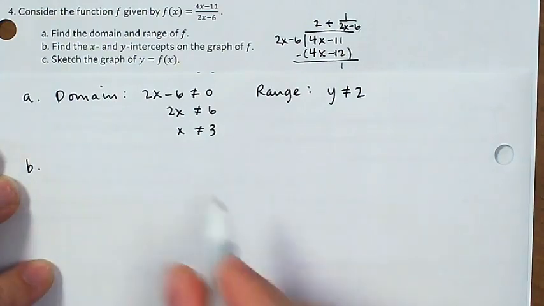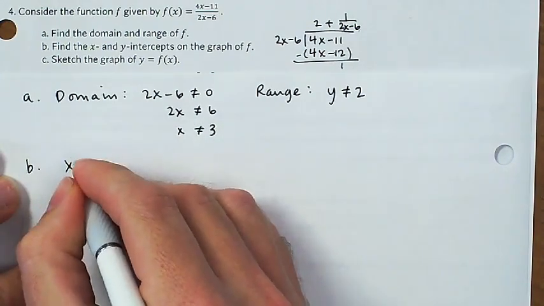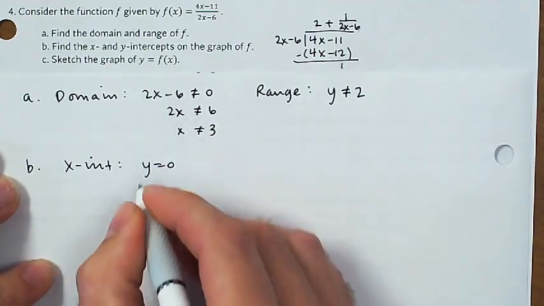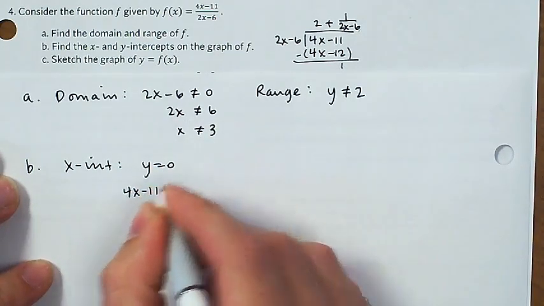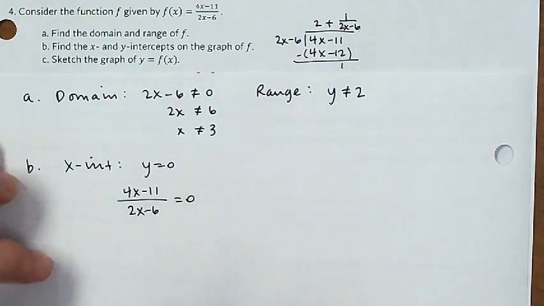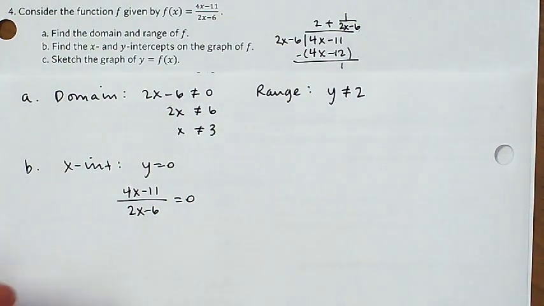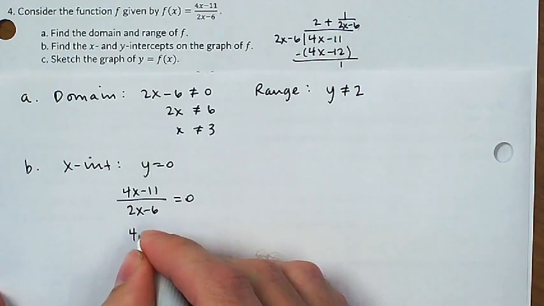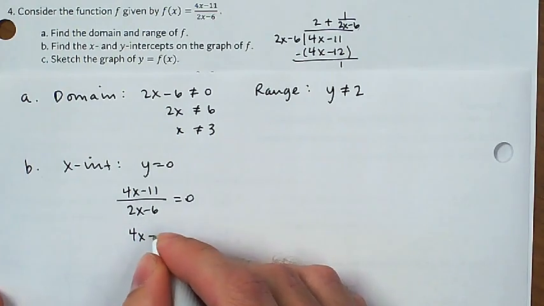If I'm working on the x- and y-intercepts of the graph of f, for the x-intercept, I'm going to set y equal to 0. So that's where (4x minus 11) divided by (2x minus 6) equals 0. You can look at this as 0 over 1 and cross multiply. Or you could just say a fraction is only going to equal 0 when its numerator is equal to 0 and its denominator is not 0.